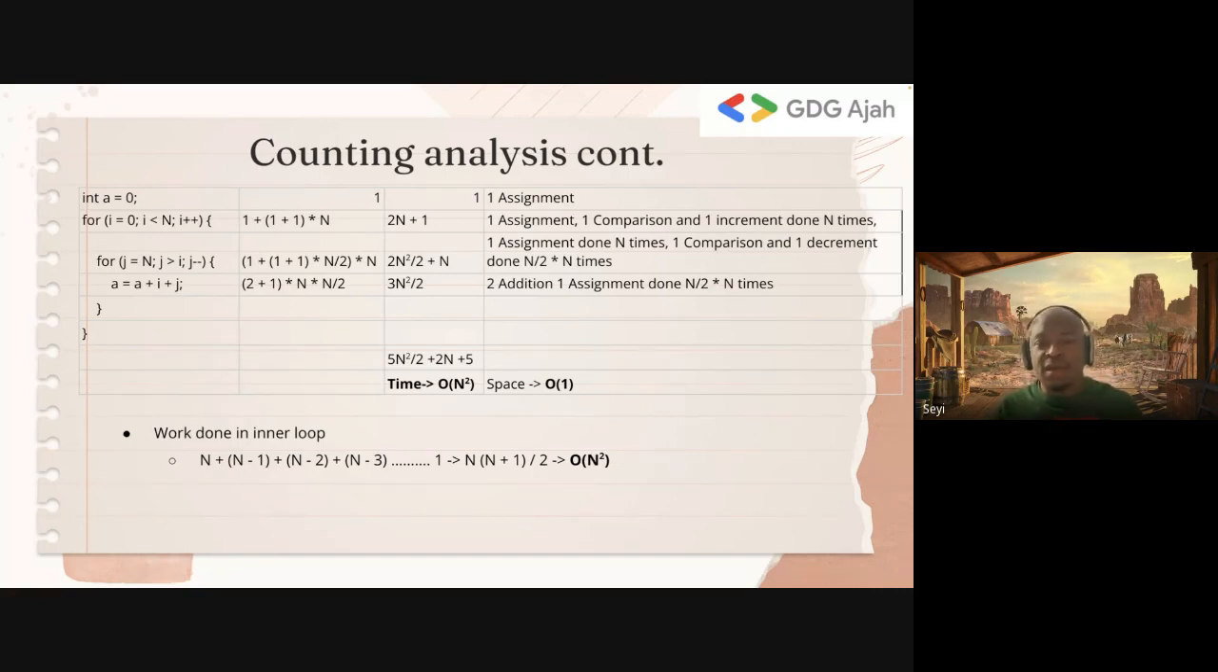When you have a square that is N squared, if you take half of the square, you get N squared over 2. But big O doesn't care about factors. We only care about the order. So N squared over 2, N squared over 3, N squared over 4, 5N squared, they are all N squared.